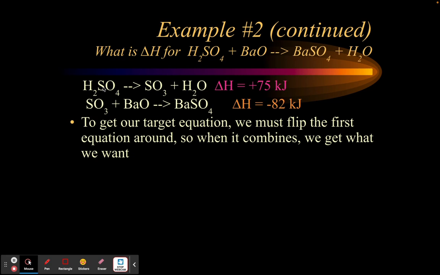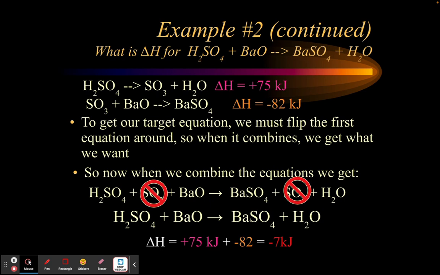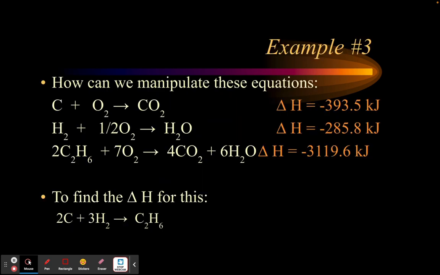Now we're left in front of the arrow with an H2SO4 and BaO, and to the right of the arrow no SO3, they canceled out, a water and a BaSO4. Now if we're going to reverse, remember, take a look at what happens to the delta H. It went from a negative 75 to a positive 75. So when we combine these two reactions, the sulfur trioxides cancel each other out. And we end up with the correct equation. And then you add up the two delta H's to get a minus 7 kilojoules for that particular reaction.